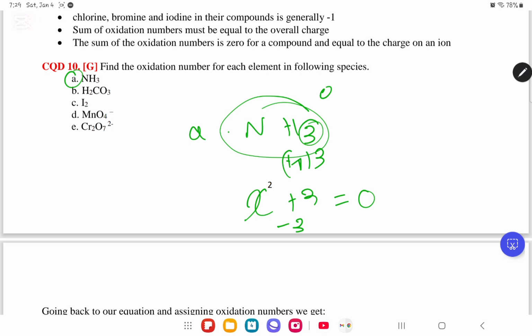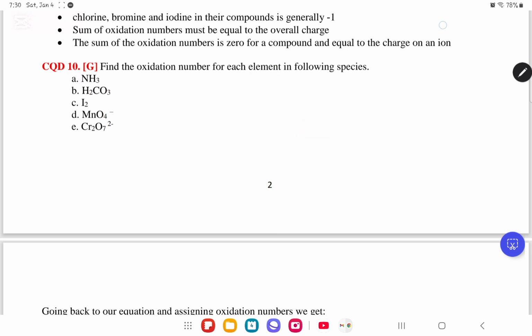But pay attention, did they ask us for the charge of H3 or the element? They asked us not for the charge, but the oxidation number. Did they ask for the oxidation number of H3 or the element H? They asked for the element H. So for the element N, its oxidation number is minus 3, and for the element H, its oxidation number is plus 1. And that is it for part A.